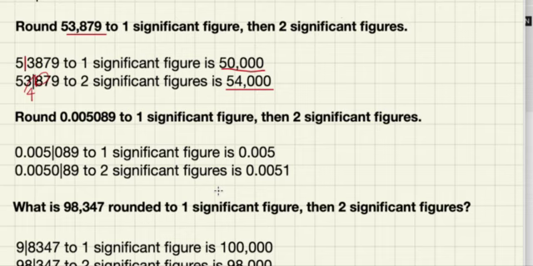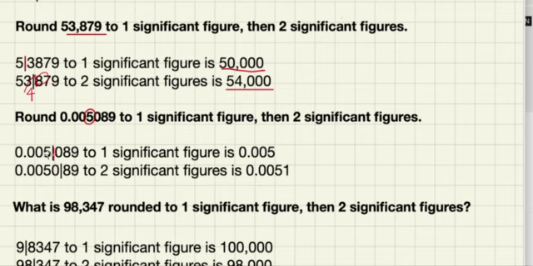Let's have a look at another example. This example asks us to round 0.005089 to one significant figure. So where is the first significant figure on this? Is it the 0 here? Is it the 0 there? No, because there's no value there. It's 0. So in fact, this 5 becomes the first significant figure. So the line goes after that.